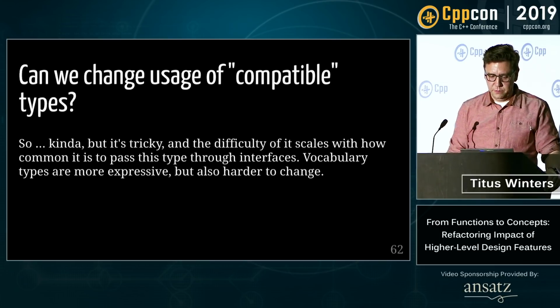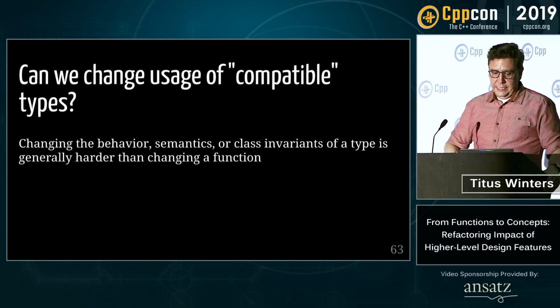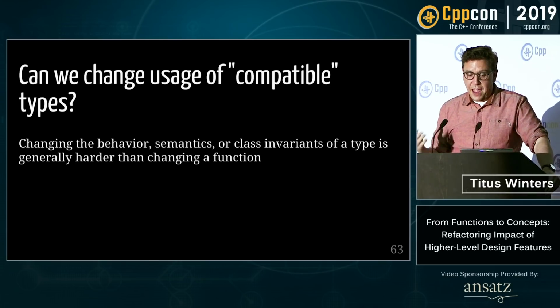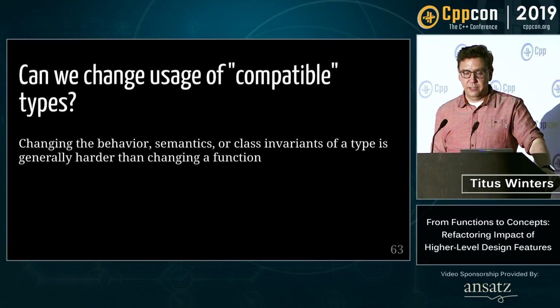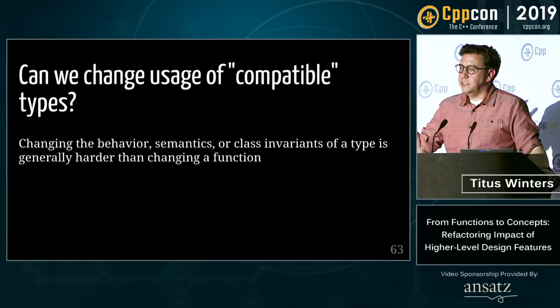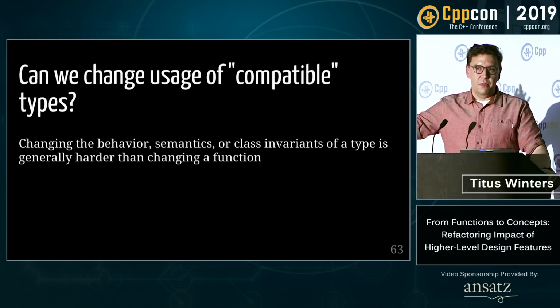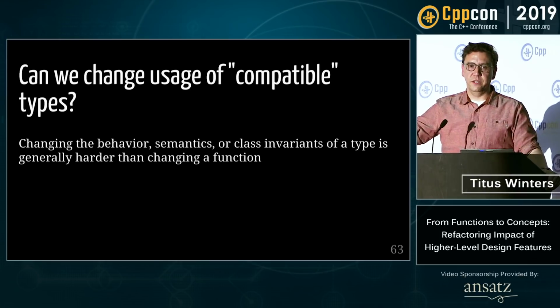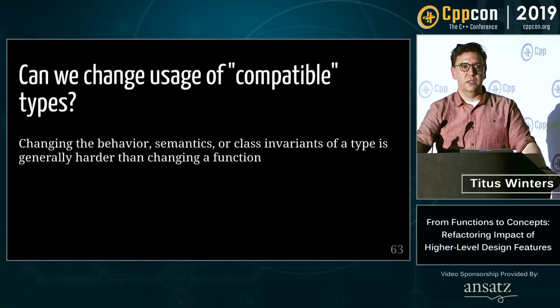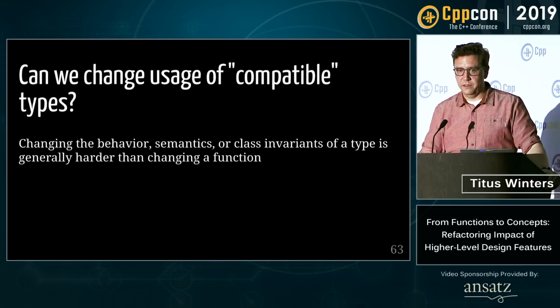I don't always win that, but functionally, changing behavior or semantics or class invariance of a type is harder than a function, right? There's some things you can do to a function. You can weaken preconditions to a function. I don't believe that there's anything you can do to a type that isn't going to be this sort of multi-step refactoring process, right? It's doable, but it's expensive.